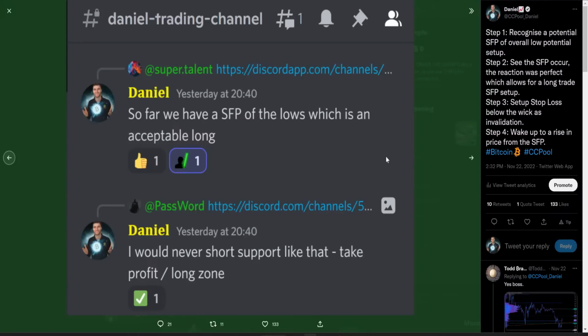But what could have happened? We could have been aware of that swing failure pattern. We could have just went straight through the level. We could have seen a very bad reaction. And then I would have said, no, this is not an acceptable long and let's wait for lower. I'm going to short this bounce.